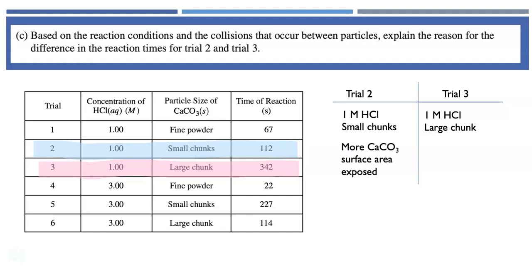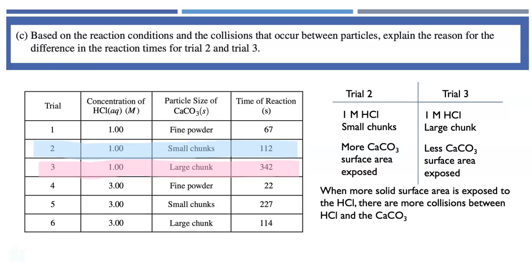Both trials have 1 gram of the calcium carbonate. That was consistent in all 6 trials. In trial 2, I've got more surface area of the calcium carbonate exposed, whereas in trial 3, with that large chunk, I have less surface area that's exposed to react with the hydrochloric acid. When there's more solid surface area exposed to the hydrochloric acid, there are more collisions between the hydrochloric acid in solution and the solid calcium carbonate, right? This is really all about collision theory. When there are more collisions, reactions go faster.